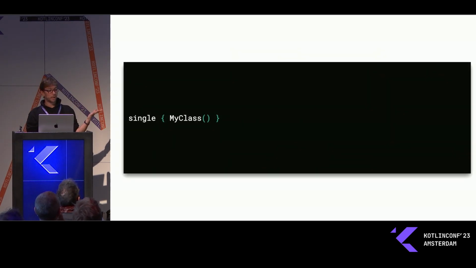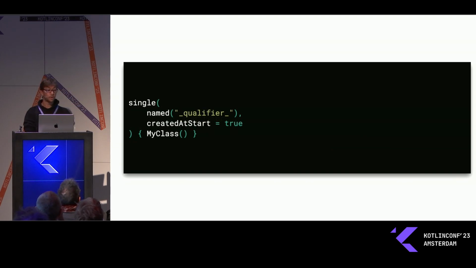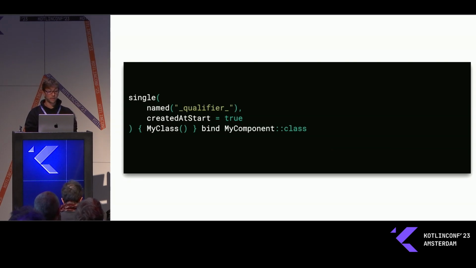And the thing is, in the classic DSL, we have parameters. Then you see that we are opening parentheses, and then we say named. It's the way to indicate we are using a qualifier. We can say we are creating this instance at start. Then it's another parameter. And also, if we want to bind a compatible type directly for this definition, and say, for example, this definition doesn't bind only my class, but my class and my component types, then I need to add it.